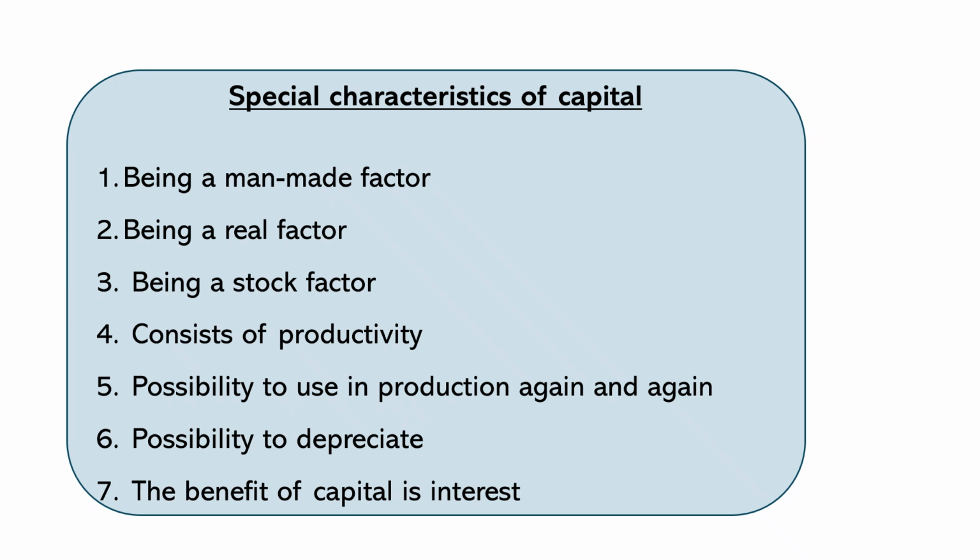Fifth one, possibility to use in production again and again. You can use capital many times. For example, a truck can deliver goods day after day. Sixth one, possibility to depreciate. Capital wears out and loses value over time from use and age. Seventh one, the benefit of capital is interest. When you invest capital or lend money, you earn interest as your reward.